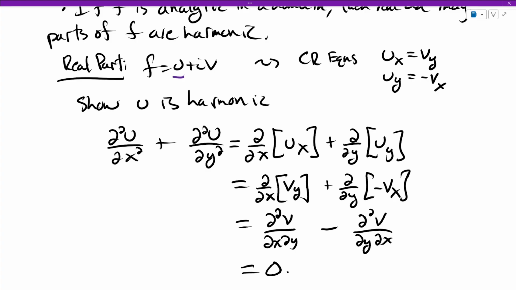So what this tells us is that the real and imaginary parts of our analytic functions are in fact harmonic, and harmonic functions again are special.